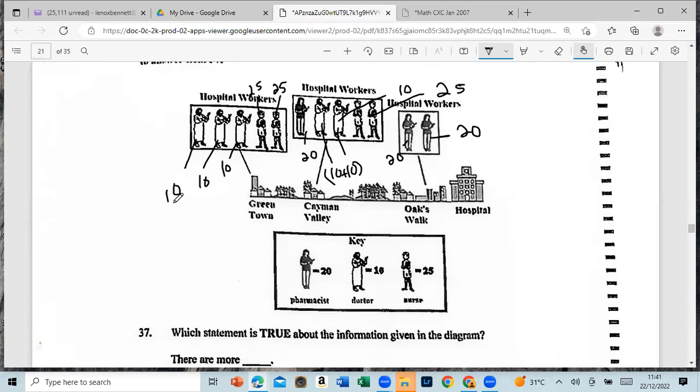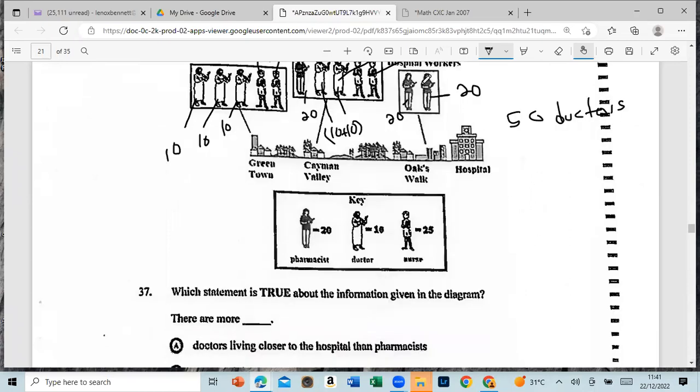So we have 10, 20, 30, 50 doctors. But what do they mean by close though? Is it all 3 towns close, or are they saying this city alone? All right, I'm going to say that is incorrect because I think they're probably saying this city because this is the closest city to it. I don't like this question though. I don't think they should do it like this. So we're going to eliminate this.